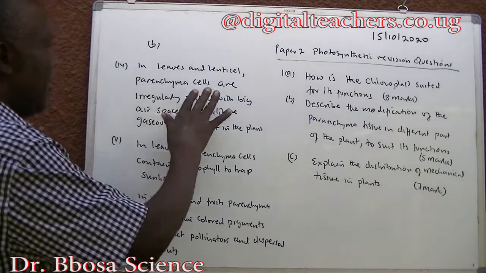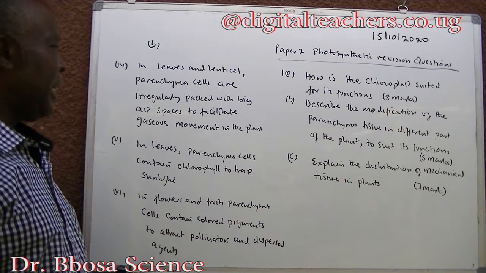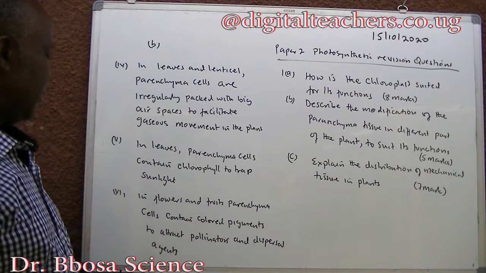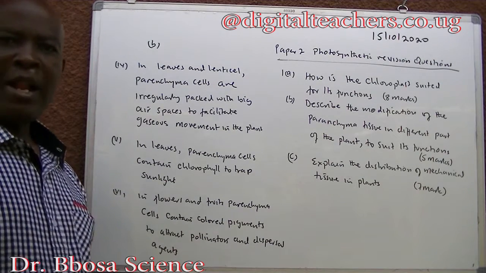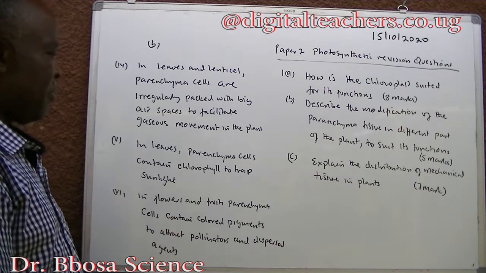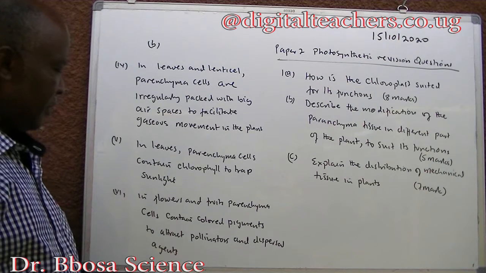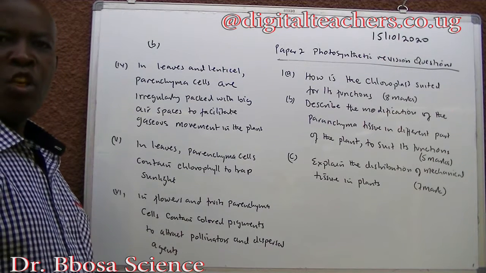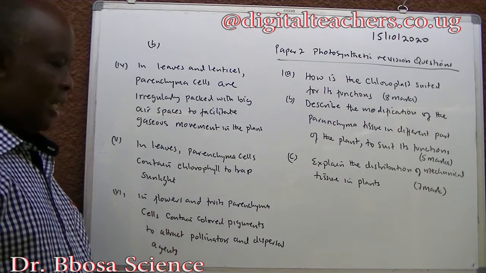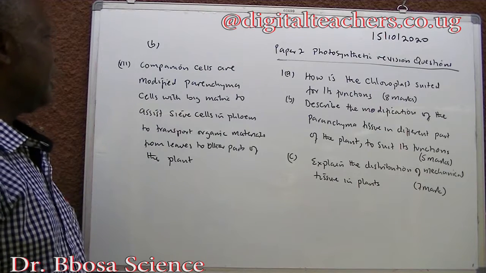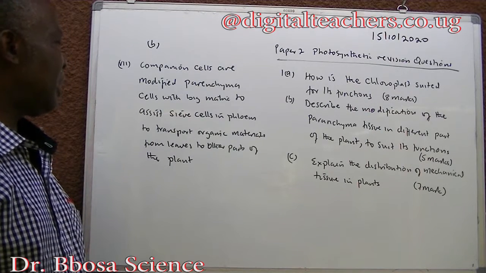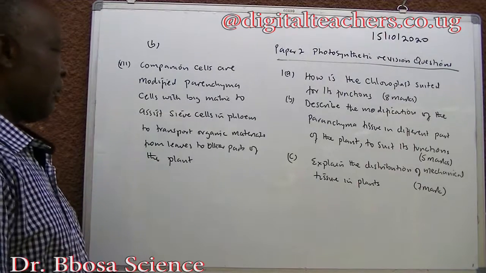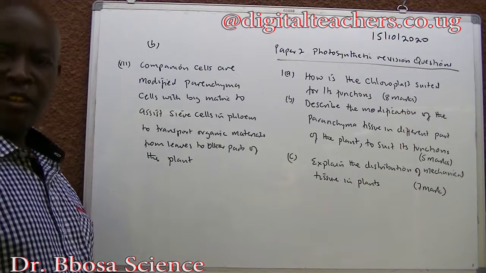4. In aquatic plants, parenchyma cells are irregularly packed with big air spaces to facilitate gaseous movement in plants. 5. In leaves, parenchyma cells contain chlorophyll to trap sunlight. 6. In flowers and fruits, parenchyma cells contain colored pigments to attract pollinators and dispersal agents. 7. Companion cells are modified parenchyma cells with big matrix to assist sieve cells in the phloem to transport organic materials from leaves to other parts of the plant.